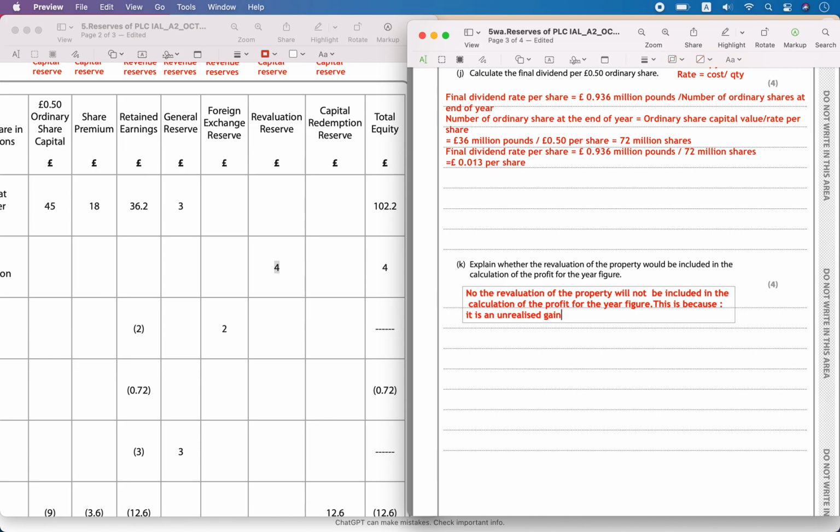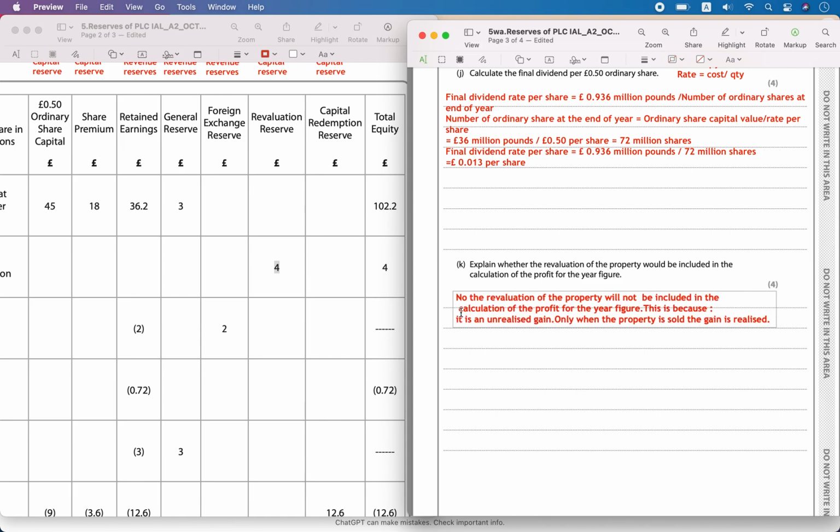Also, with the upward revaluation of 4 million, the property will be valued at 29 million. Only when the property is sold will the gain be realized. Until that point you will not include it in the profit. You will not overstate the profit. That's why you will not include this.